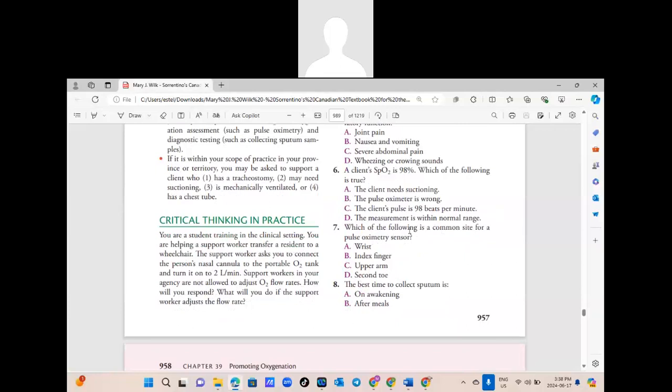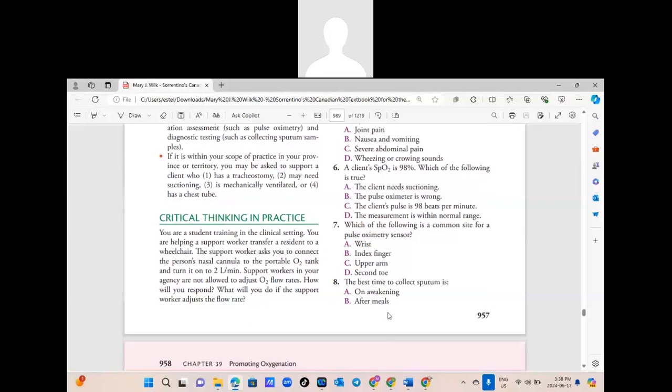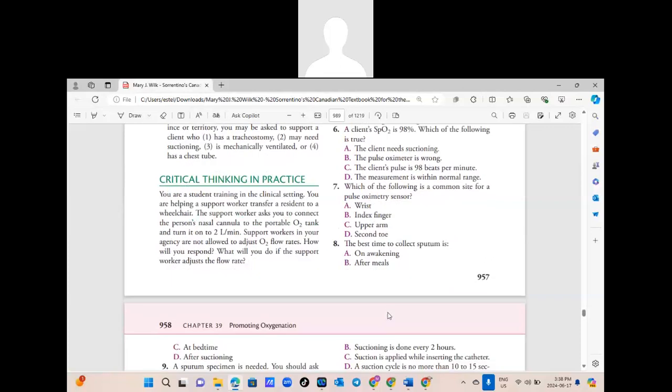Which of the following is a common site for a pulse oximetry sensor? A. Is it your wrist? B. Your index finger? C. Upper arm? Or D. Second toe? The common site. So the correct answer is letter B. Index finger. All right. Next, number 8.